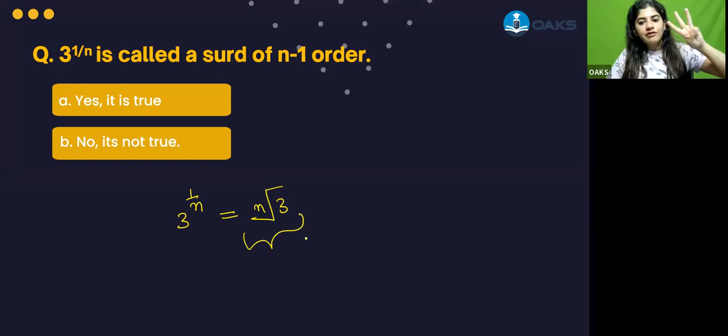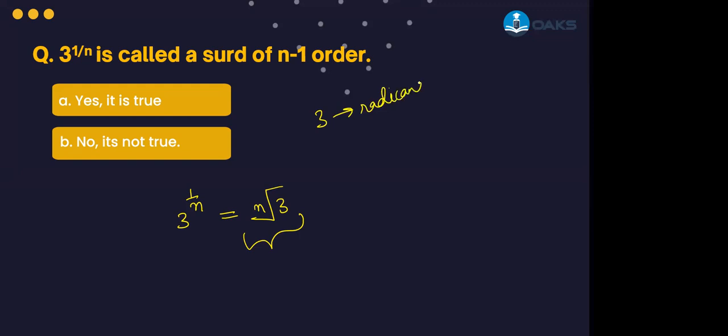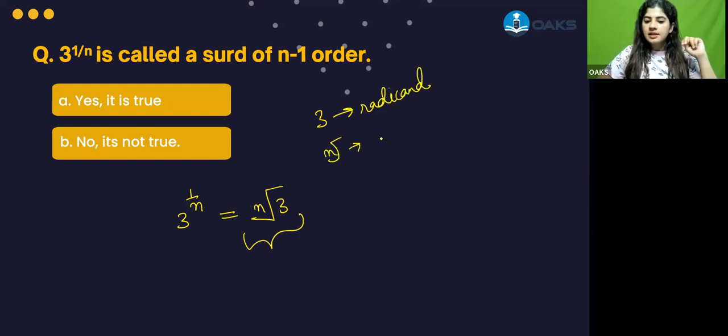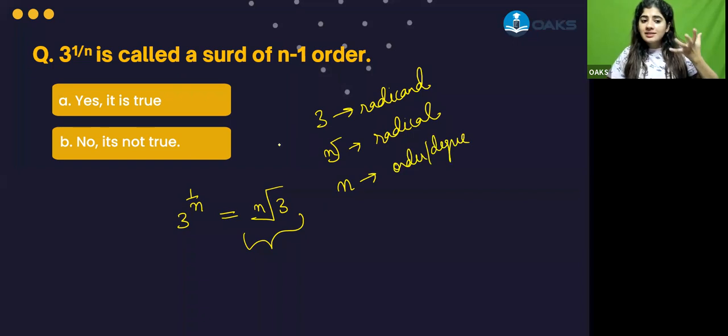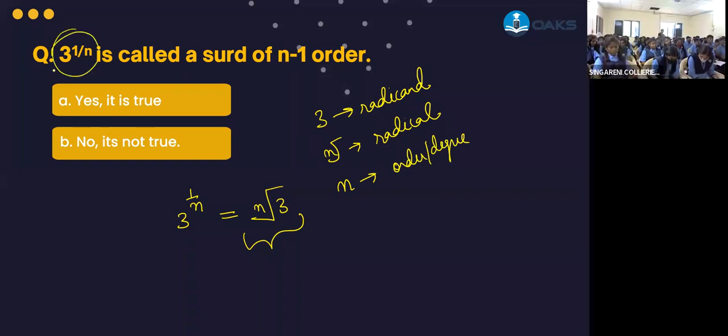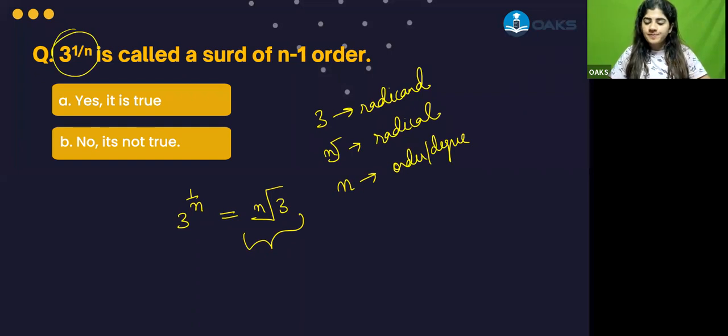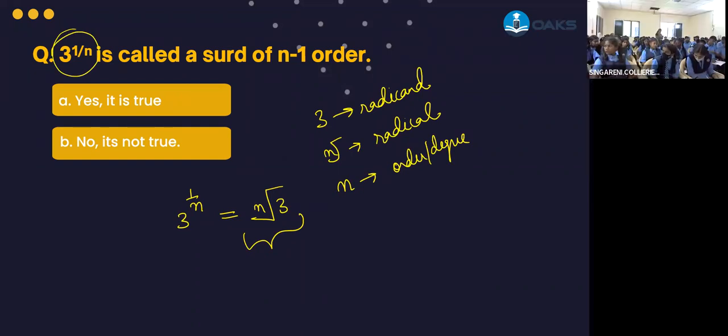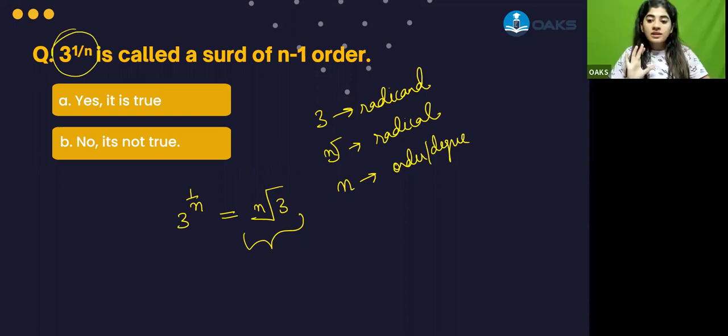Okay. The 3 definitions I told you, that 3 is the radicand. This is the radical symbol. And n is the degree or order. So this is a radical of n degree or n minus 1 degree. So the answer here is false. This is no. If it was n, it was true. N minus 1 is not true.